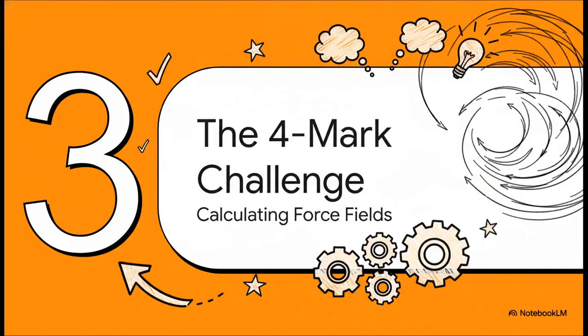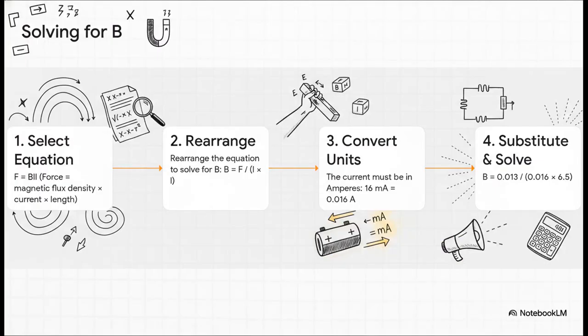Okay, deep breath. Now for the part that can sometimes trip people up, the big 4-mark calculation. This is where you have to prove you can apply the physics. But don't worry, we're going to break it down. Just remember, showing your work step by step is absolutely crucial for getting every single one of those marks. Let's walk through this together. Our goal is to find the magnetic flux density, which we call B.